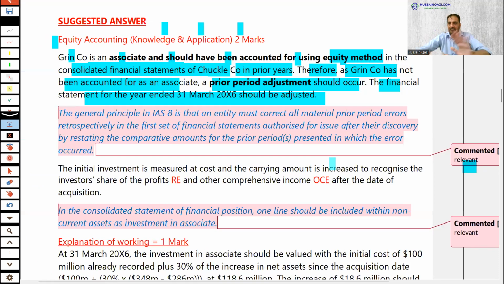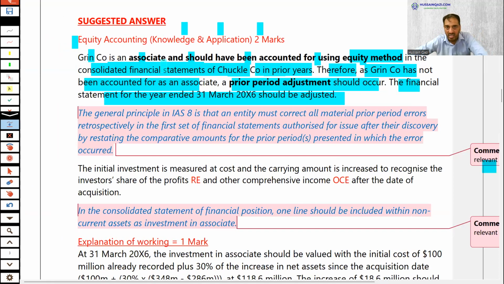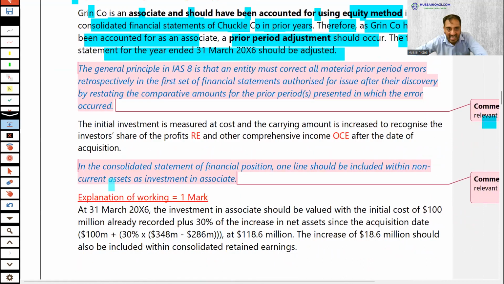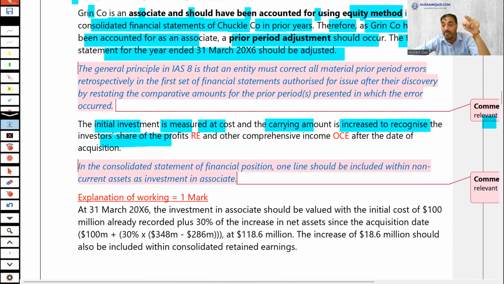So first put the reference to equity accounting, and make a prior period adjustment. Then give an explanation of the equity accounting at knowledge level. The initial investment is measured at cost, and the carrying amount of this investment is increased to recognize the investor's share of the profit, that's retained earnings, and other comprehensive income after the date of acquisition.